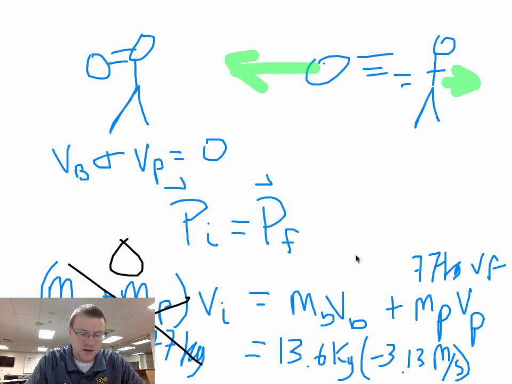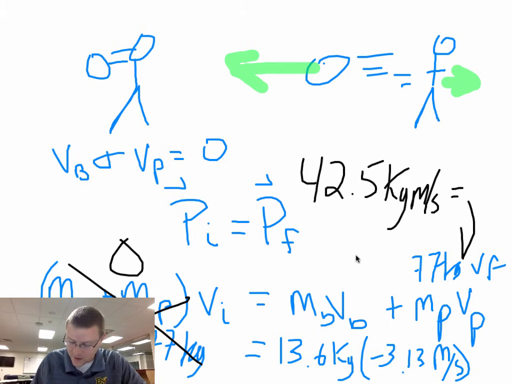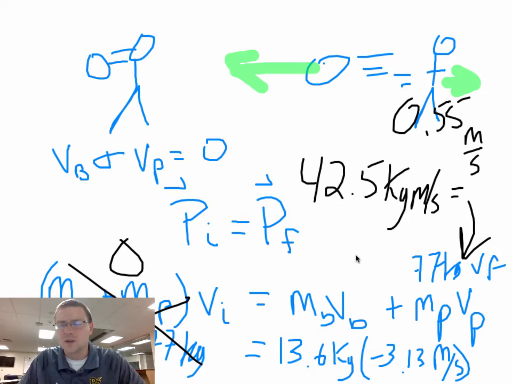13.6 times the 313 comes out to 42.5 kilogram meters per second. Now that equals my momentum of 77 multiplied by VF. So I'm going to divide by my mass, and I should get a final velocity of 0.55 meters per second, which is a lot different than how the video analyzed me. The video said I was going twice as fast, about 1.2 meters per second.